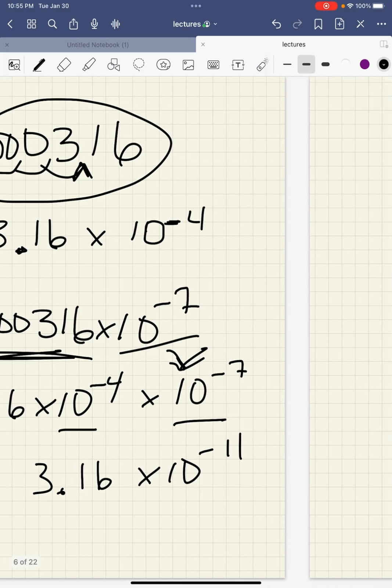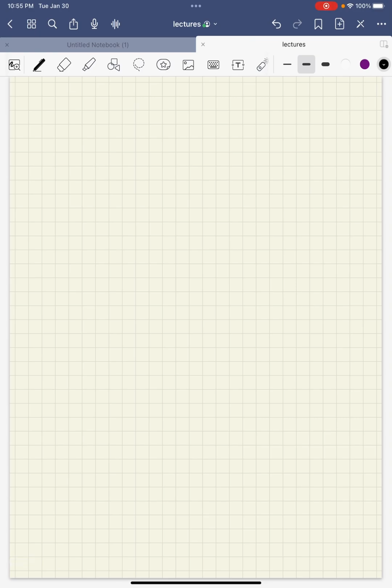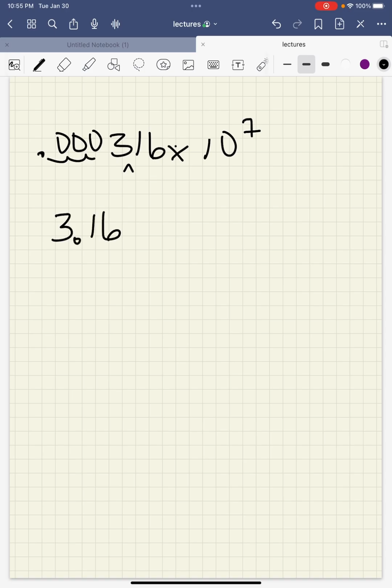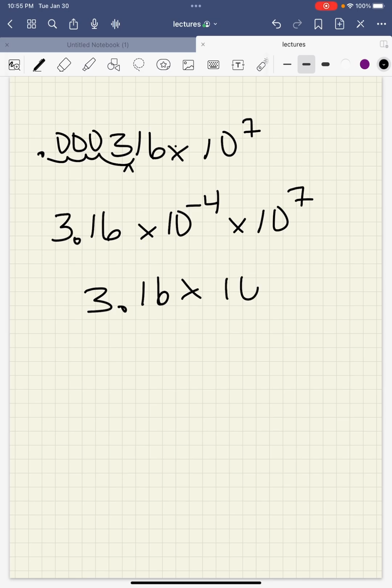All right. Next, it says to write 0.000316 times 10 to the 7th in scientific notation. So there again, it's the same number we did before. We have to write it as 3.16. That gets moved over 4 times. It was less than 1, so it's a negative. And then it's times 10 to the 7th. So since they're both on 10s, you can go ahead and add the exponents. So we'll end up with 3.16 times 10 to the 7 minus 4, which is 3.